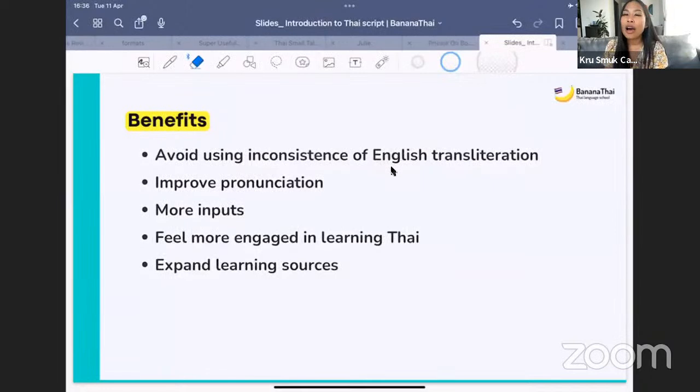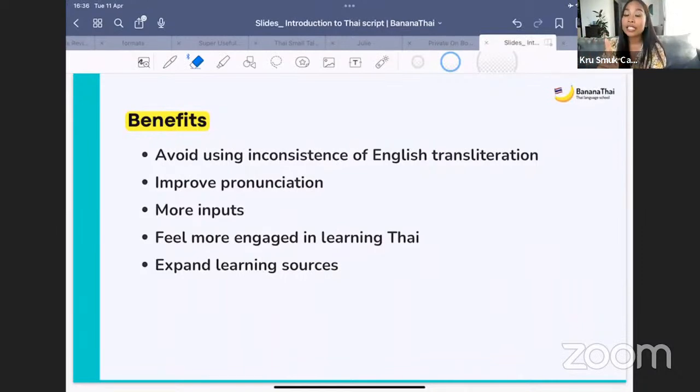Well, before I go through all of these benefits, I want to answer one question that I think many of you have. Do we need to learn Thai script from the beginning? It really depends. If you are in a rush to speak Thai, if you are in Thailand and you want to communicate and converse with people as soon as possible, then it might be better for you to start with speaking Thai.